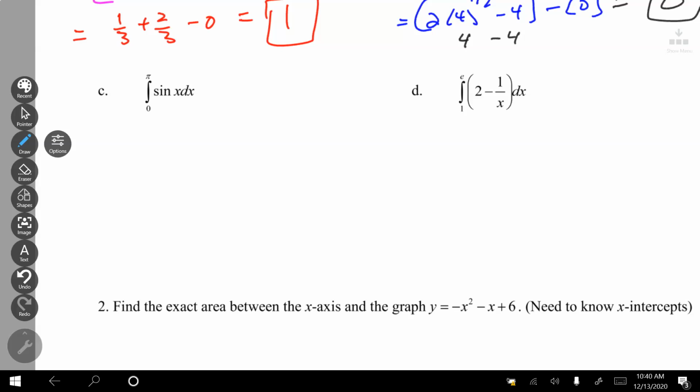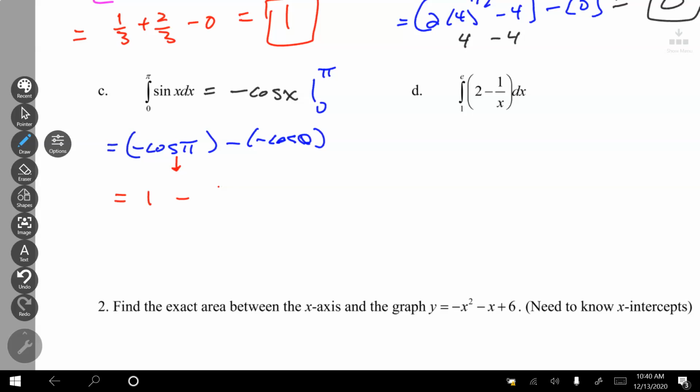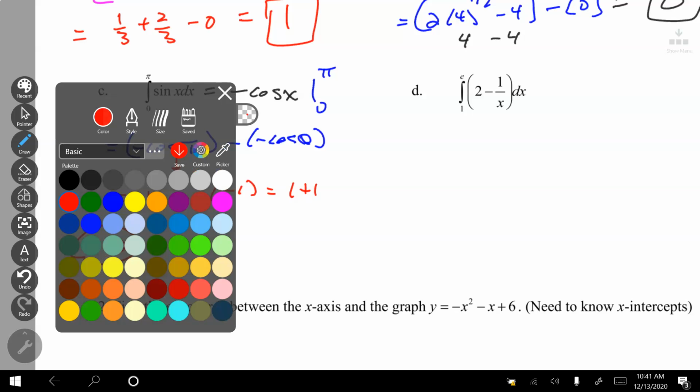Oh, some trig functions. Well, let's see, the antiderivative of sine is negative cosine of x, plugging in 0 and pi, and that would be negative cosine of pi minus negative cosine of 0. Cosine of pi is negative 1, so negative of that would be 1, minus cosine of 0 is 1, so minus negative 1. So I get a final result of 1 plus 1. So this is 2.